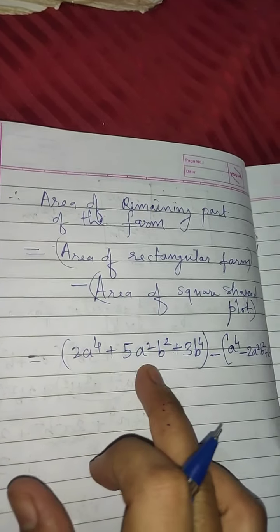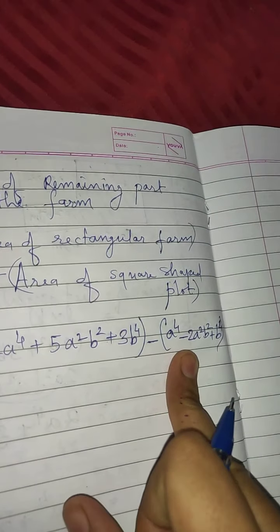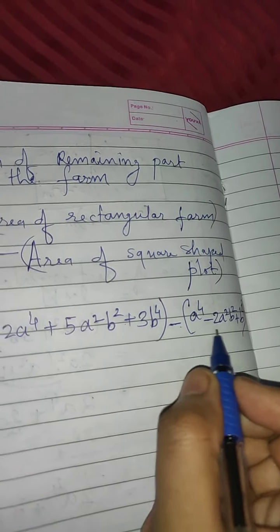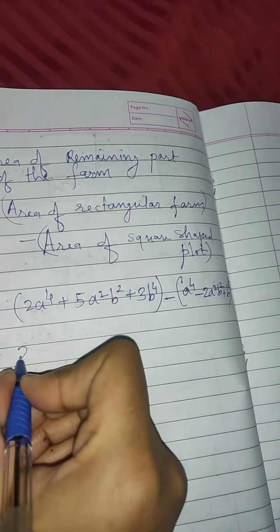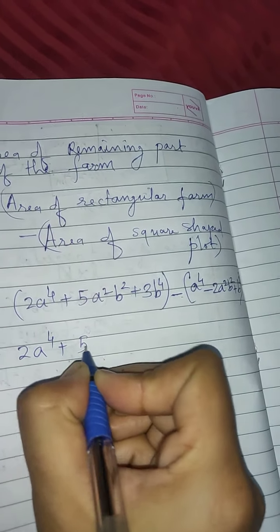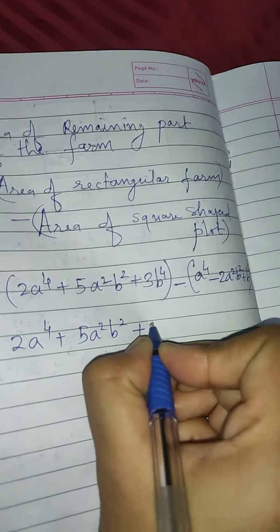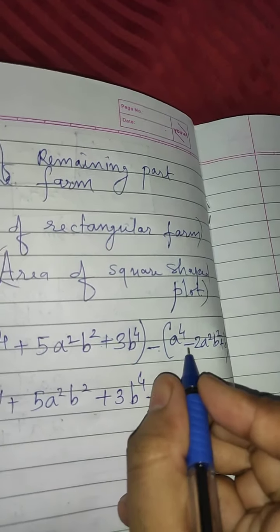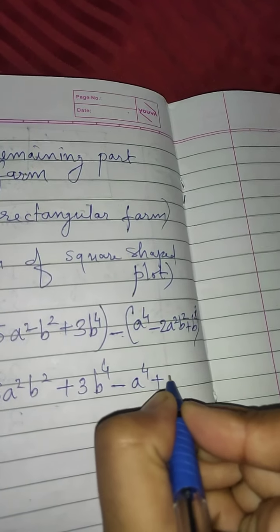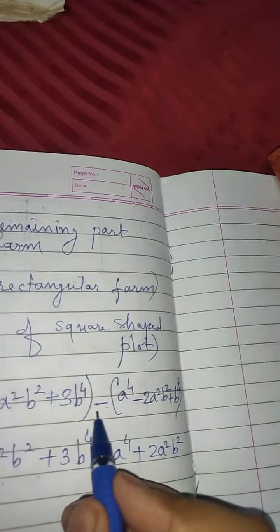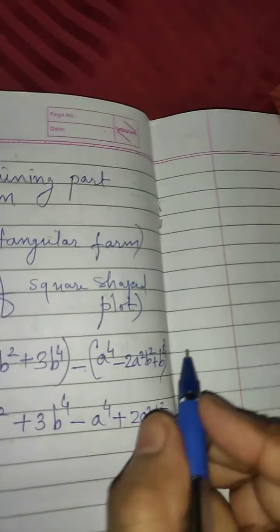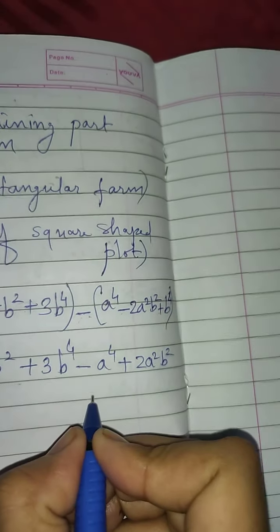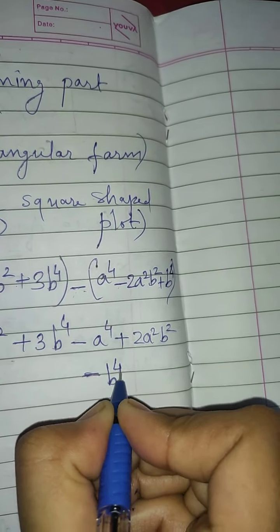So this is the area of the rectangular form and this is the area of the square plot. Now we will open this bracket and all the signs will change, and the first one stays as it is. So 2a to the power 4 plus 5a square b square plus 3b to the power 4 minus a to the power 4, and minus times minus gives plus 2a square b square, and minus times plus gives minus b to the power 4.